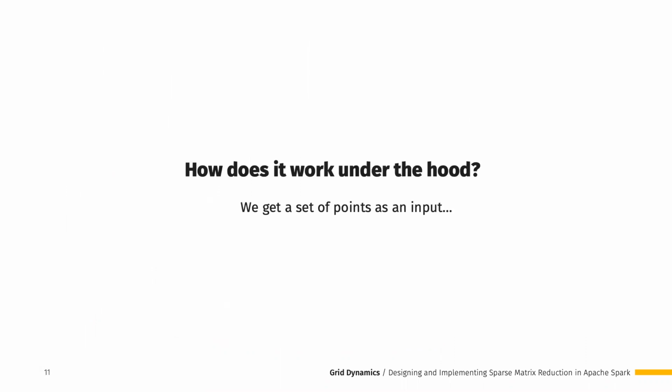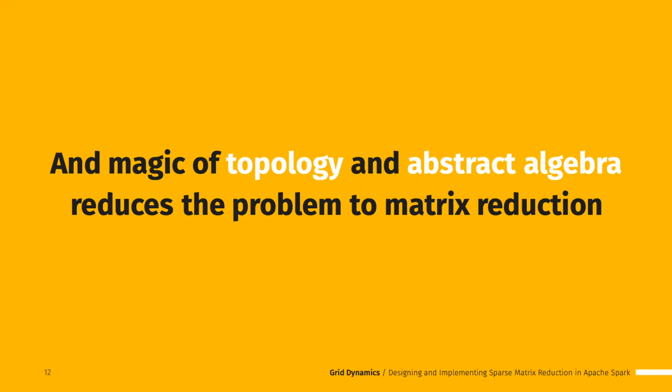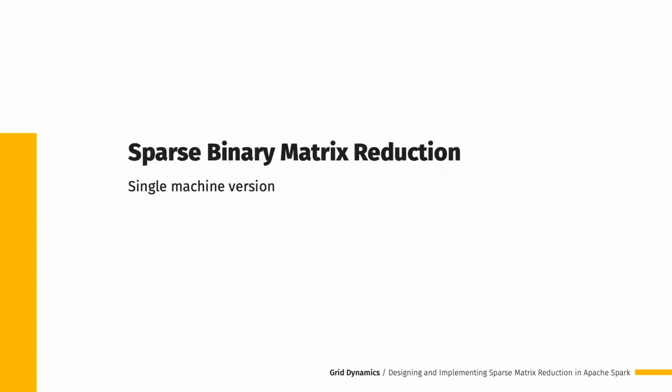Everything's cool, but how does it work under the hood? We get a set of points as an input, and the magic of topology and abstract algebra reduces the problem to a matrix reduction. However, I do not have time to jump deeply into how it works, and we have to go into the matrix reduction, because this is the topic of today's talk: sparse binary matrix reduction. As I said, we'll begin with the single machine version.